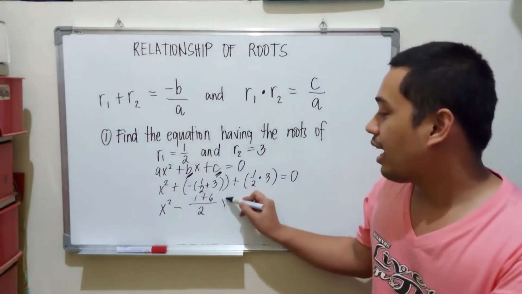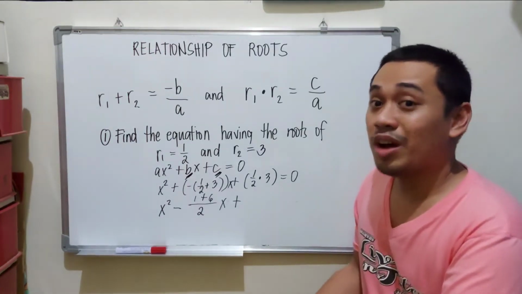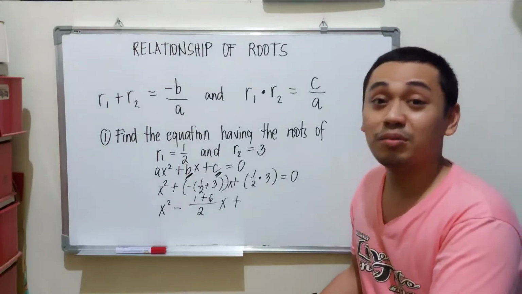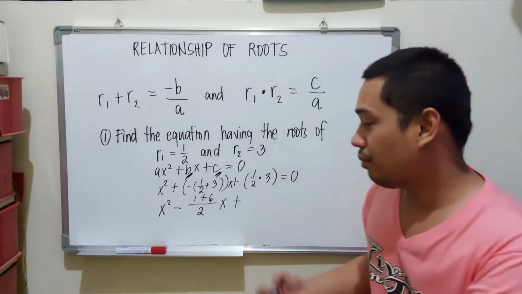Correct? x plus the product of the fraction 1/2 and 3. In the multiplication of fractions, it is numerator times numerator over denominator times denominator.